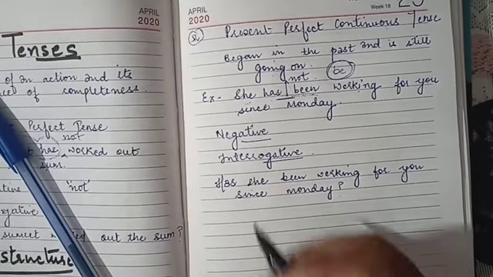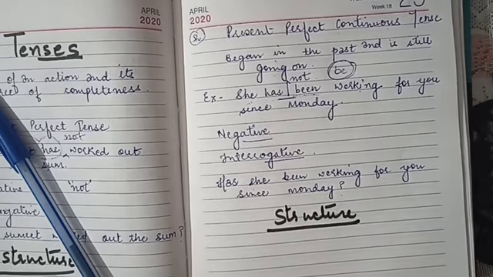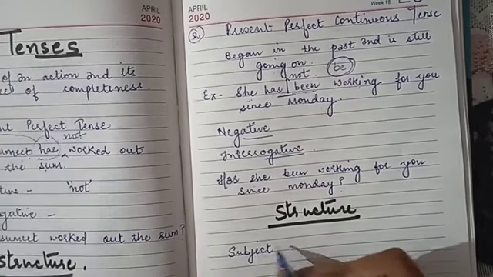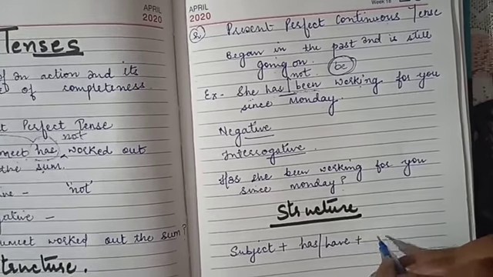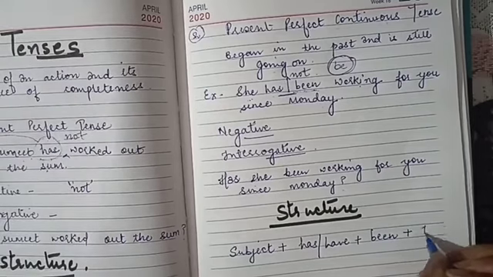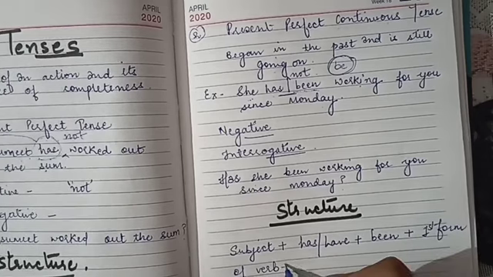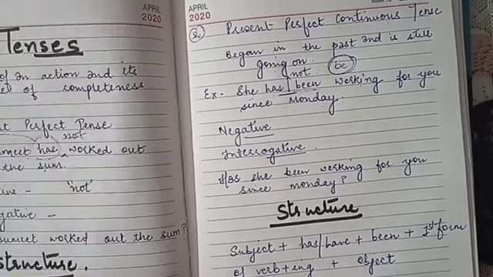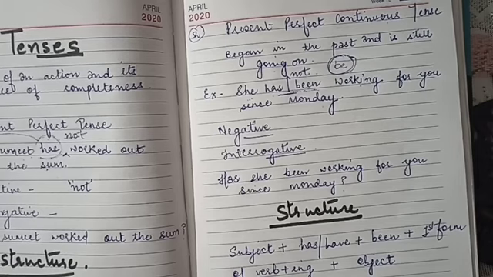And if I talk about the structure of your present perfect continuous tense, its structure becomes subject plus has or have plus been plus first form of verb, that is an ing form, plus object. So this is the structure of your present perfect continuous tense. So now the first kind of tense, present tense, is completed.